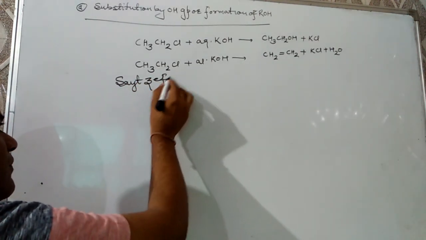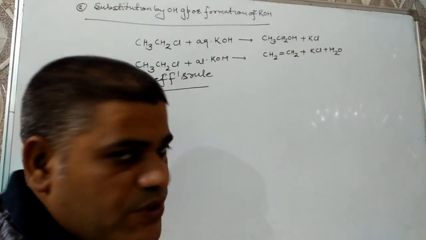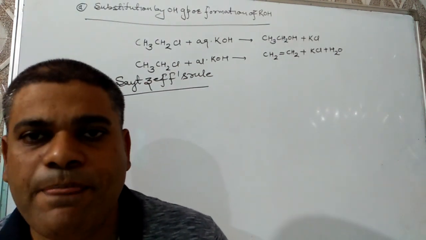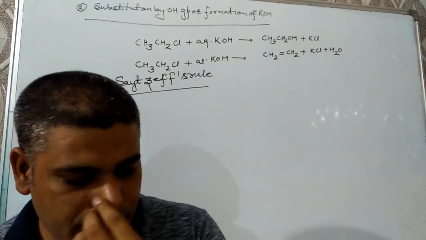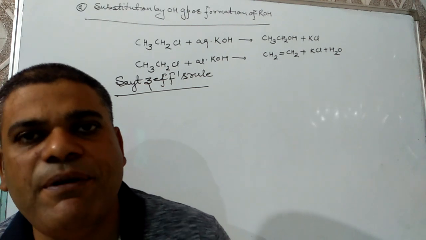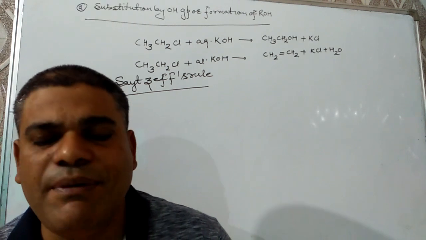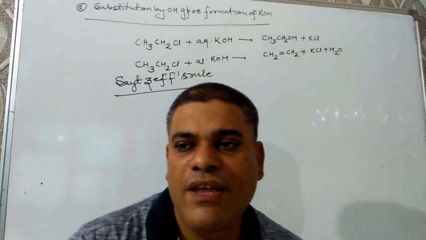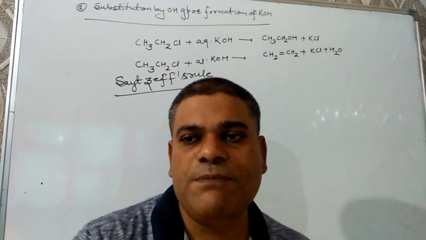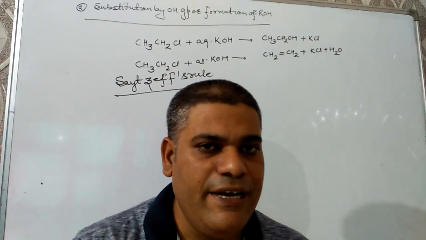This alkene is going to be formed according to Saytzeff's rule. Now the question may be, what is Saytzeff's rule? Saytzeff's rule states that if during elimination more than one product is formed, then that product is preferred in which the double bonded carbon atoms are maximum alkylated. I am repeating: if during elimination more than one product is formed, then that product is preferred in which the double bonded carbon atoms are maximum alkylated.